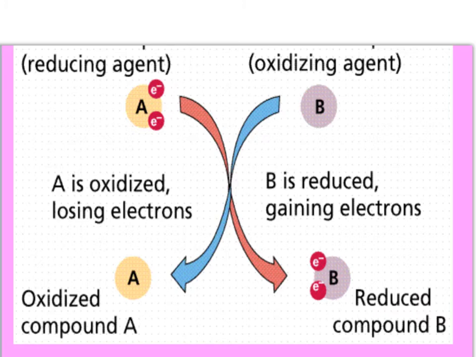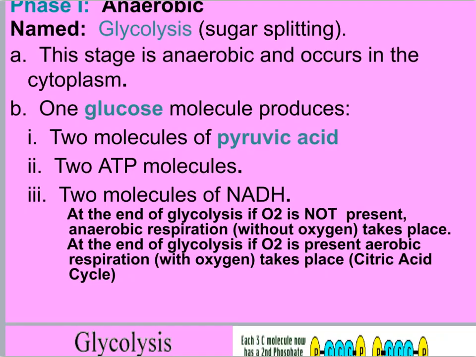So this is just a picture showing the oxidation and reduction usually are going to occur together. So if you look here, we have compound A, and compound A was oxidized, so it lost electrons. And then over here we have B. B gained electrons. So again, these usually kind of happen together.